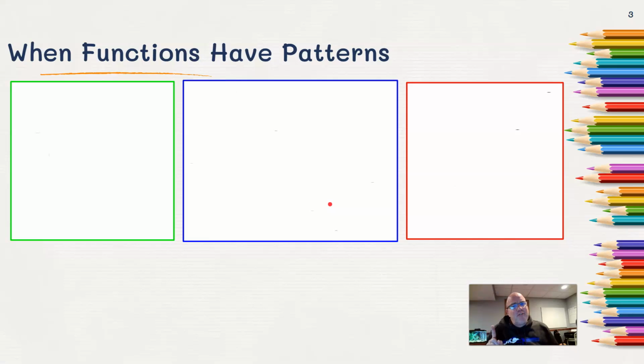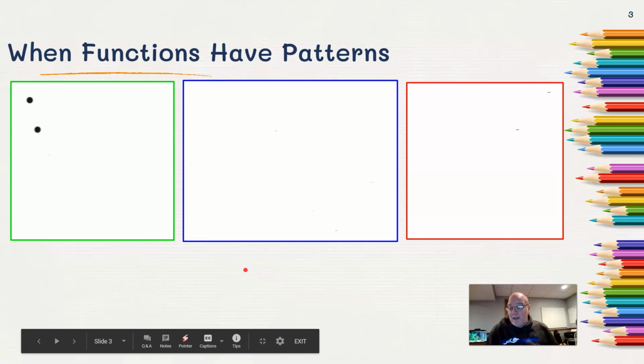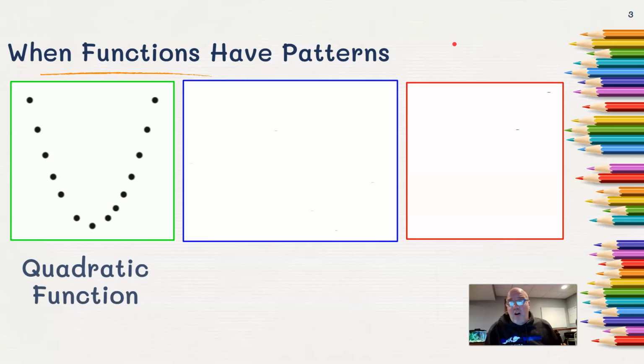But what happens when functions do have patterns? Well, that's a pretty special situation. And so we can see that when we plot points on a graph, sometimes patterns will appear. Here's a pattern right here that's developing, and we call this a quadratic function because every input maps to exactly one output, and it has a pattern that is a parabola. And so when we see these parabolas, we call these quadratics.